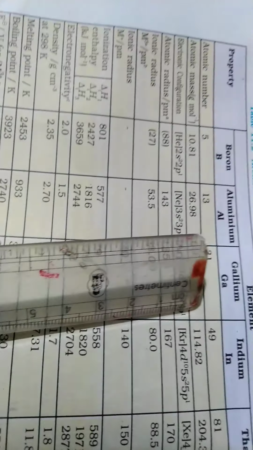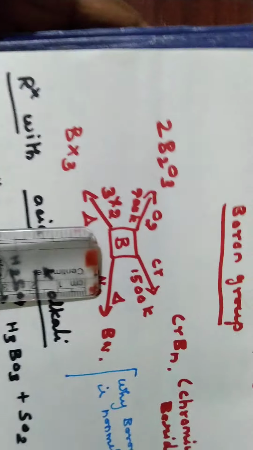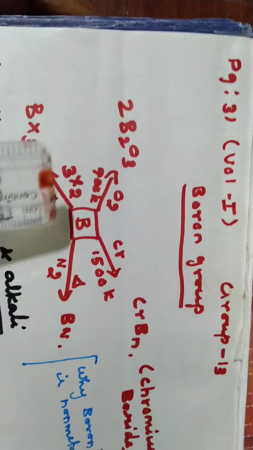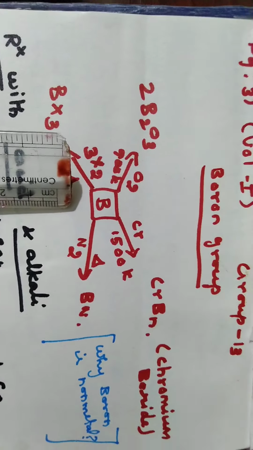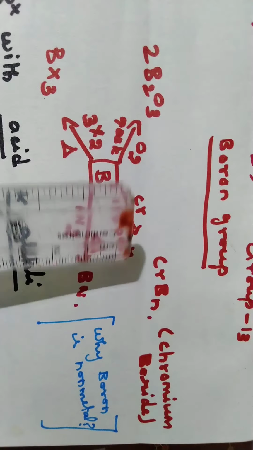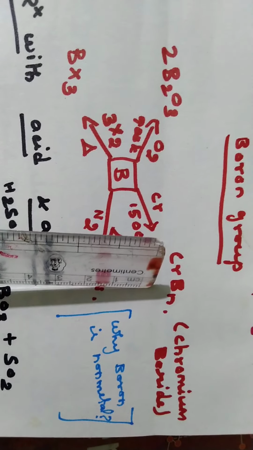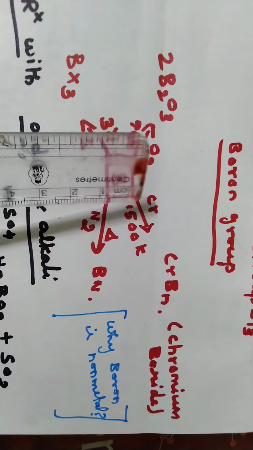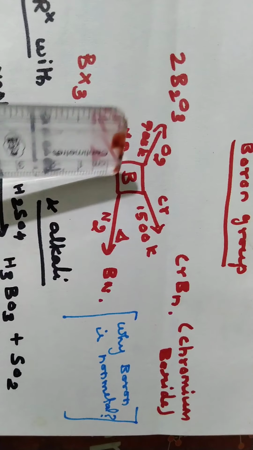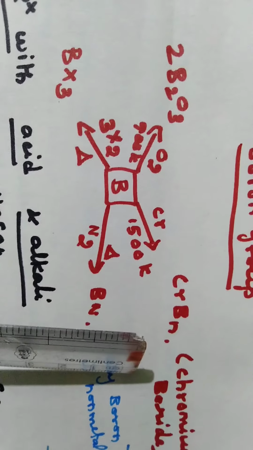Now today we are going to see the reactions of boron and how it reacts with other substances. Let us see. In the boron group, when boron reacts with chromium, it forms chromium boride. I have written the formula CrBn. The n depends upon the number of boron atoms combined with the chromium. When boron is combined with chromium at 1500 Kelvin, it forms chromium boride.